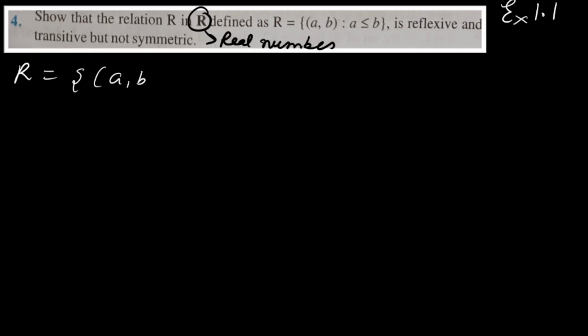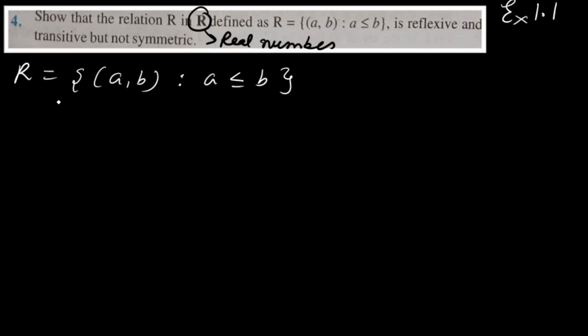Hello students, we are doing exercise 1.1 of chapter 1, relations and functions, of class 12th. We have to start from the fourth question. Show that the relation R in bold R, which means the set of real numbers, defined as R = {(a, b) such that a ≤ b}, is reflexive and transitive but not symmetric.